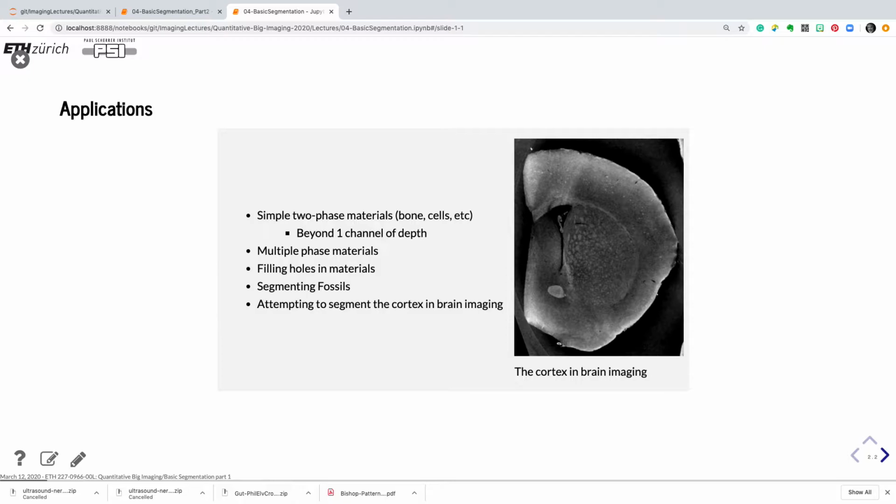So the applications are usually that we have some kind of two- or multi-phase material, could be bone and cells, etc. And you want to identify different regions within them. And then you want maybe to fill out some holes. You want to segment, for example, a fossil, or try to segment a cortex in a brain image like this. Pretty hard task, actually. Just want to check that the recording is running. Yes, it is.